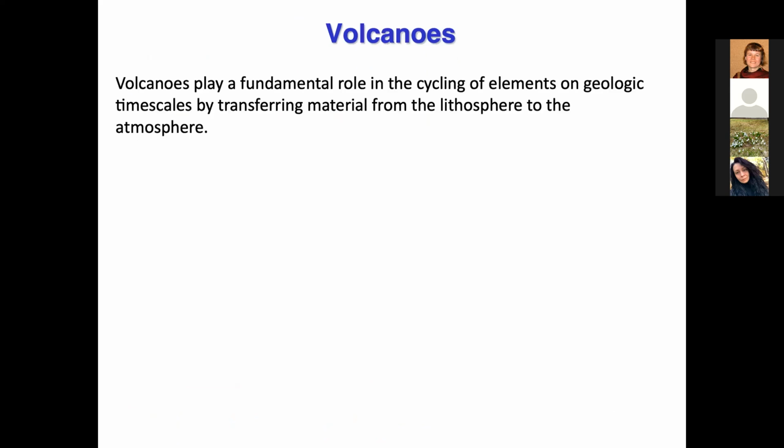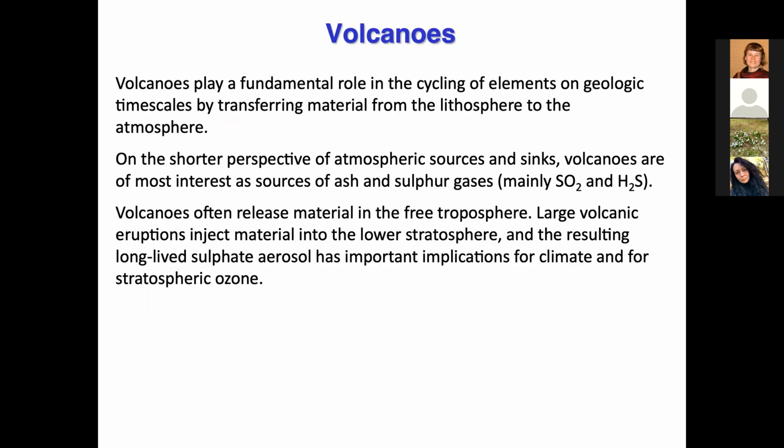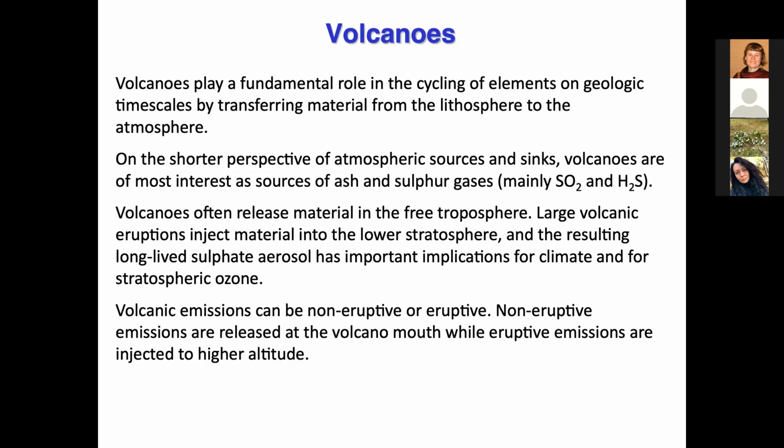Volcanoes play a fundamental role in the cycling of elements on geological timescales by transferring material from the lithosphere to the atmosphere. On the shorter perspective of atmospheric sources and sinks, volcanoes are of most interest as sources of ash and sulfur gases, mainly SO2. This is important for us. Volcanoes often release material in the free troposphere. A large volcanic eruption injects material into the lower stratosphere, which we saw a couple of times in the last 100 years. The resulting long-lived sulfate aerosol has important implications for climate and for stratospheric ozone.